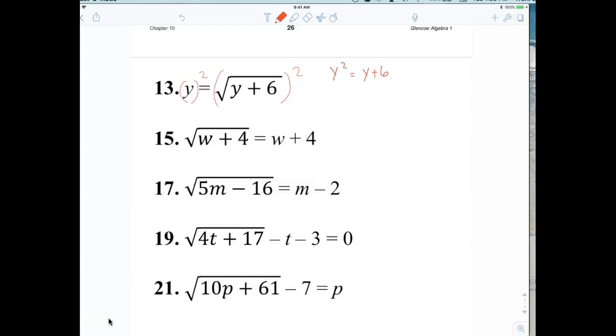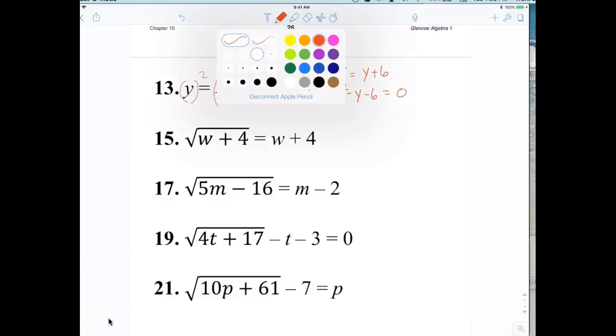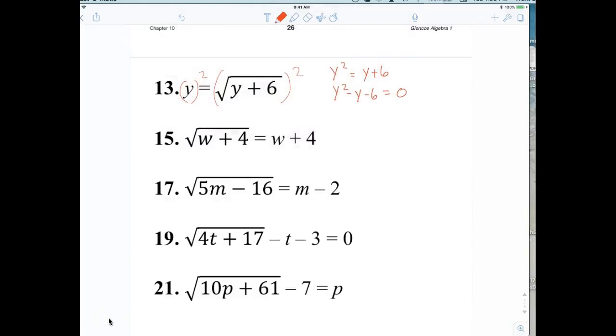Now, the reason why I say it's a little bit harder is because it's a quadratic. To solve a quadratic, you have to set it equal to 0. All right? So your next step would be y squared minus y minus 6 equals 0. Does anybody have any issues with that so far? Any issues? Now to solve a quadratic, we're going to factor it. When you factor, you got 2 sets of parentheses. So that became y minus 3 and y plus 2.